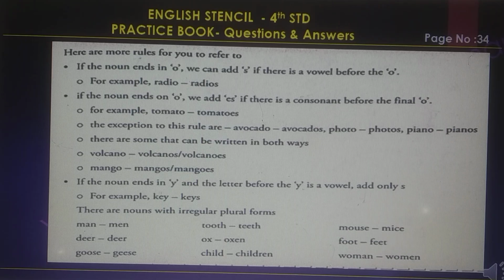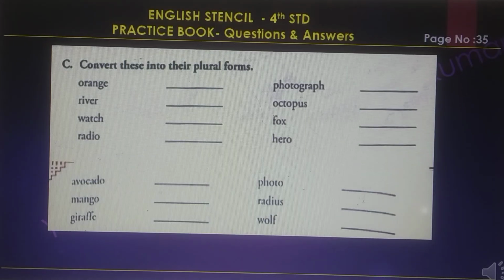If the noun ends with y and the letter before the y is a vowel, add only s. For example, key, keys. There are nouns with irregular plural forms: man, men, tooth, teeth, mouse, mice, deer, deer, horse, oxen, foot, feet, goose, geese, child, children, woman, women. Convert these into their plural forms.